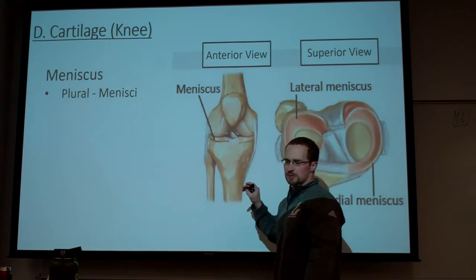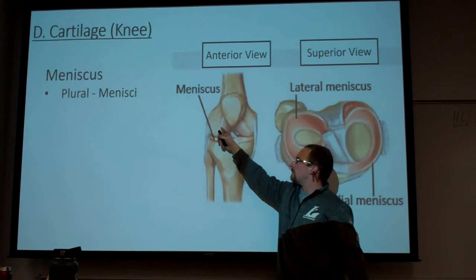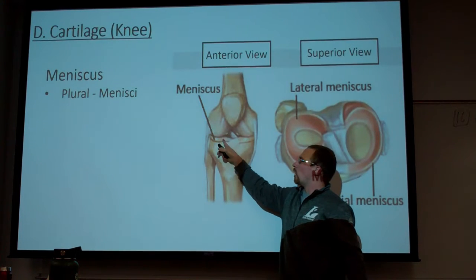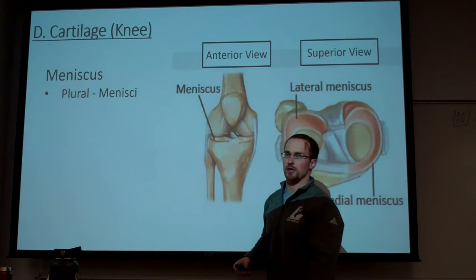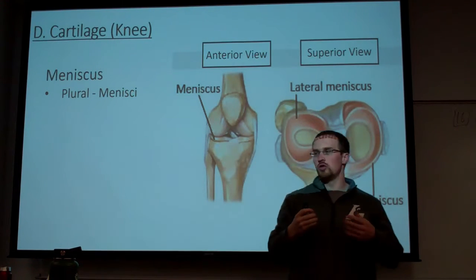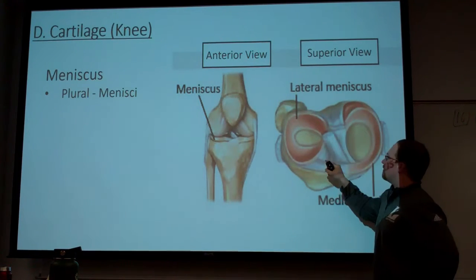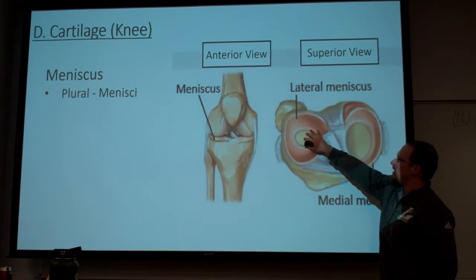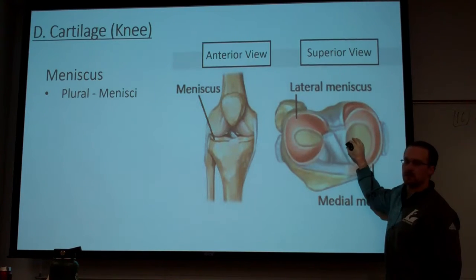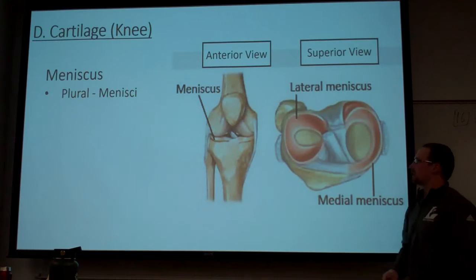Now, we've got special connective tissue between the femur and the tibia. We call this the meniscus. If you wanted to know it, plural, it would be menisci. And these two pieces of connective tissue, cartilage, they sit between the condyles of your femurs and your tibias. We've got a lateral and a medial.